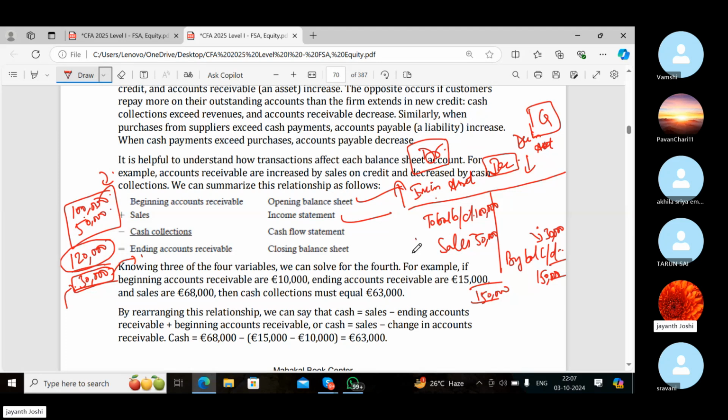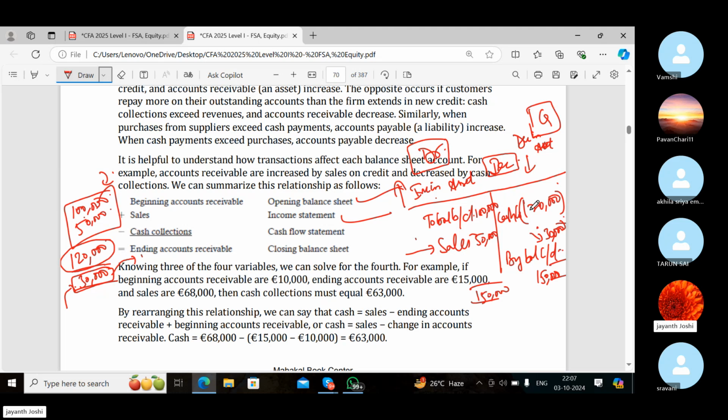Sales made during the year will always increase your receivables. Only cash collections can decrease your receivables. So if 150 is what I'm supposed to collect, and I'm showing 30,000 at the end of the year as what I should collect in the future, that means I have collected 120 out of 150 and 30 is still to be collected. So this is cash collection. This is your balancing figure.